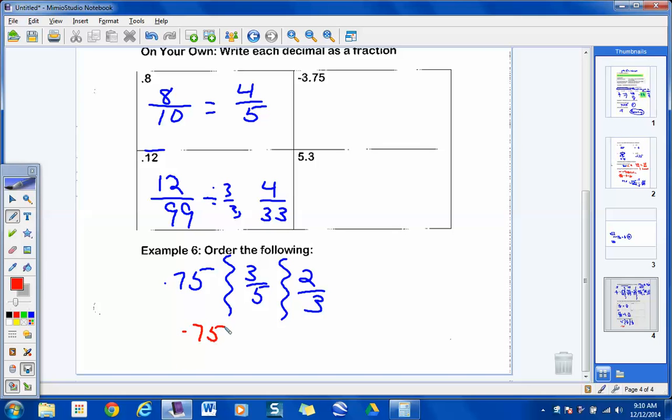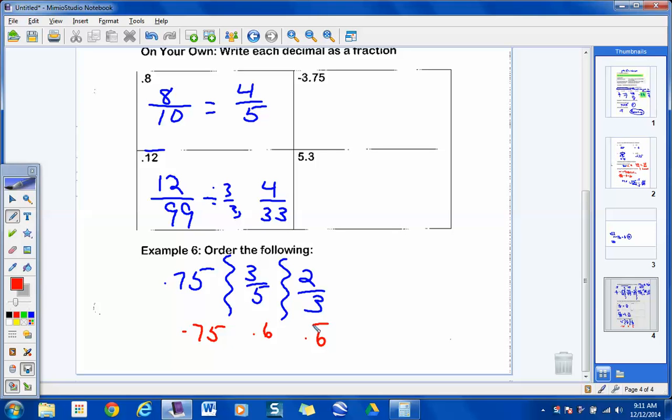How do you turn 3/5 into a decimal? Just divide it. 3 divided by 5. What have you got? 0.6. Okay, and then finally 2/3. What's 2 divided by 3 getting you? What do you guys get when you punch 2/3 in? 0.6 repeating. Okay.